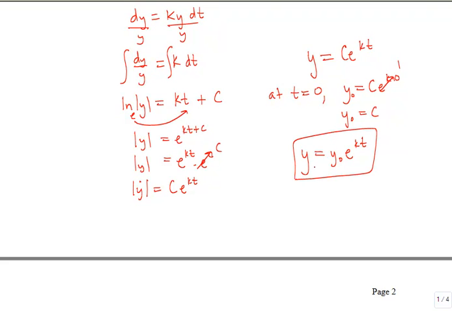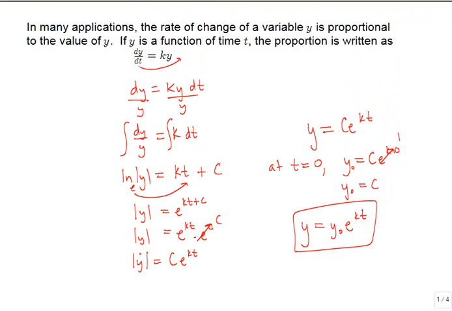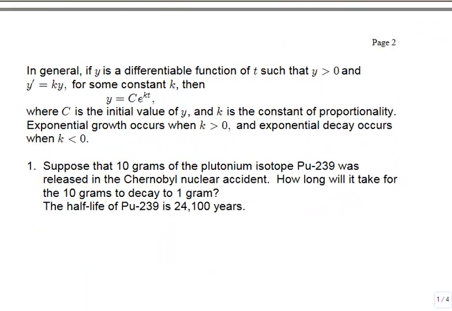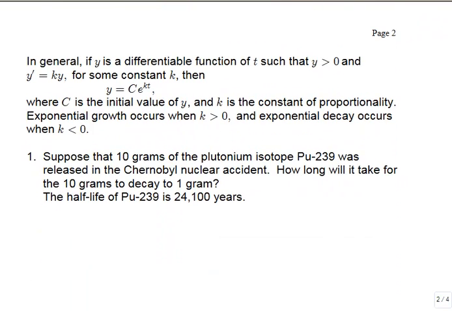So this is the kind of solution that will satisfy any kind of variable or function or quantity that has a rate of change that's proportional to itself. Okay? So a specific application here would be things like exponential growth with populations or exponential decay with like radioactive isotopes. So we're going to get to that example in just a moment.